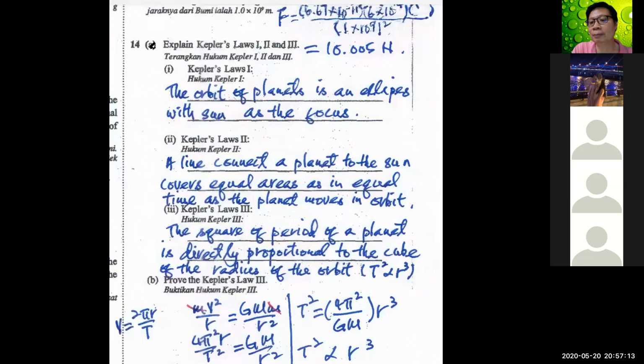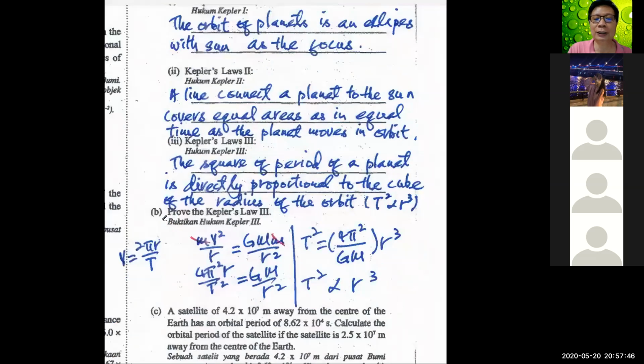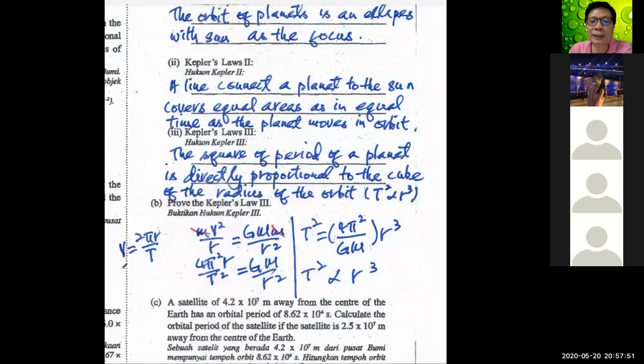Question number 14. I look at your paper now. So I think Kepler's law 1 we answered already, 2 also answered, 3 also answered. Now is part P, prove Kepler's law 3. They ask us to prove the formula T squared over R cubed. You have to be ready in your exam. They will ask you to prove the Kepler's law formula. So to prove the formula, you have to start somewhere here.